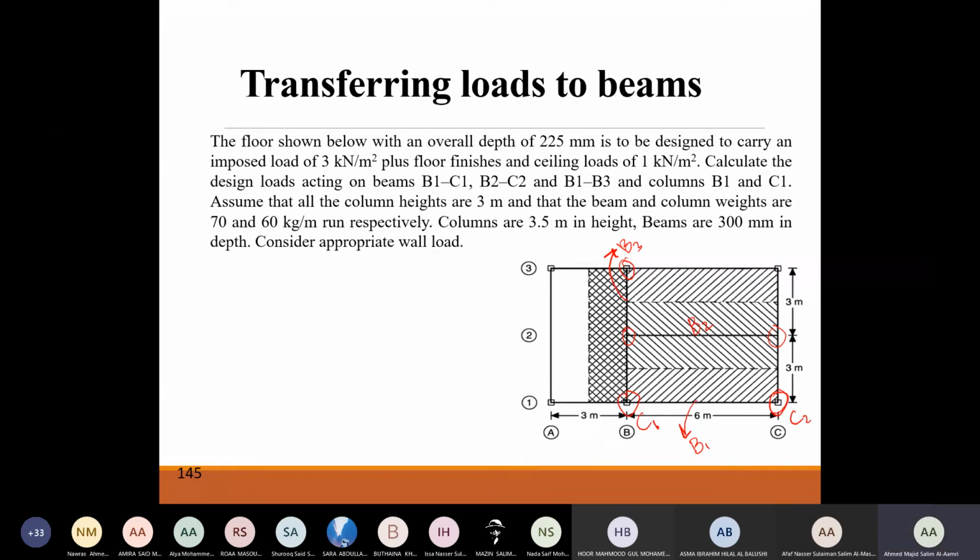Any idea? How much is the wall load? I'm asking the same thing. Everyone is telling me that it is the height of the wall multiplied by the weight, or by the load. How much is the load? That is the question.